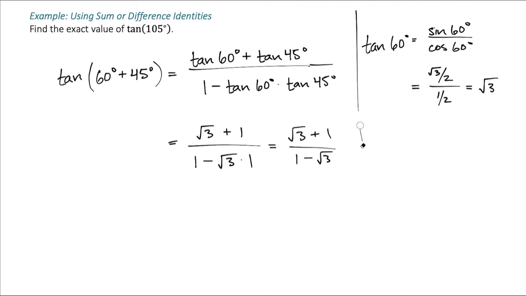I will mention if you wanted to rationalize this denominator, what you can do. You can multiply the numerator and denominator by the conjugate of this denominator, which is simply changing the sign, the operation in front of the root, so 1 plus root 3. So you could do that, and that would rationalize your denominator for you. I'm not going to worry about that step because I've already found what the tangent of 105 degrees is.